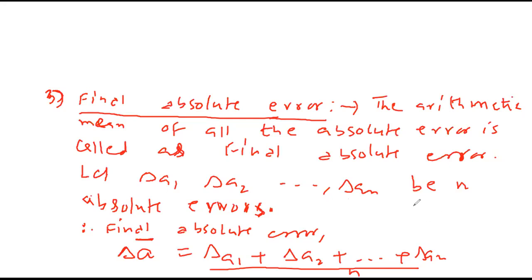Yes, have you done? Yes, sir. So we got what is most probable value: it is the arithmetic mean of all observations. Absolute error is the difference between most probable value and observed one. Final absolute error is the arithmetic mean of all the absolute errors.